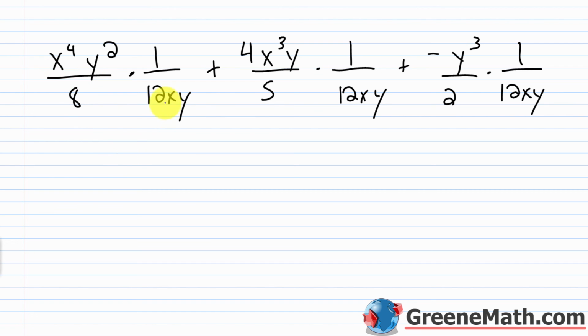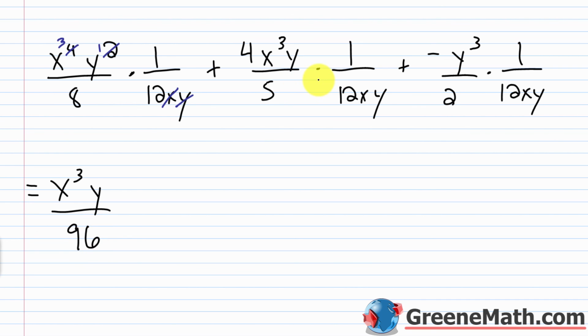Here I'm cross-canceling. I can cancel one of the factors of x, this will be x cubed with this x here. I can cancel one of the factors of y, this will be y to the 1st power with this y. And then nothing else I can really do. So in the numerator, I'm going to have x cubed y. In my denominator, I'm going to have 8 times 12, which is 96.